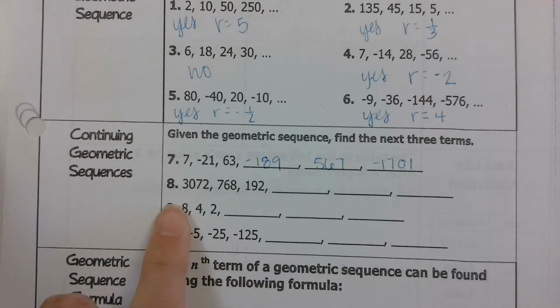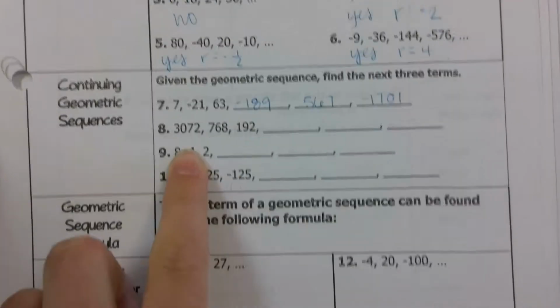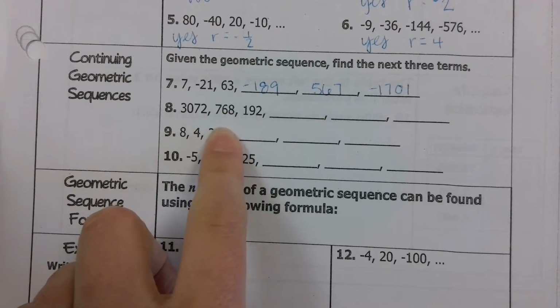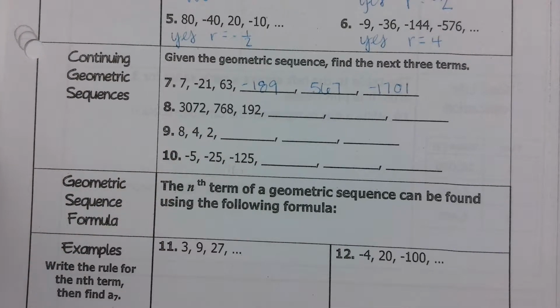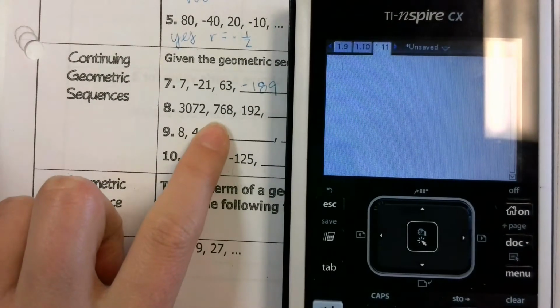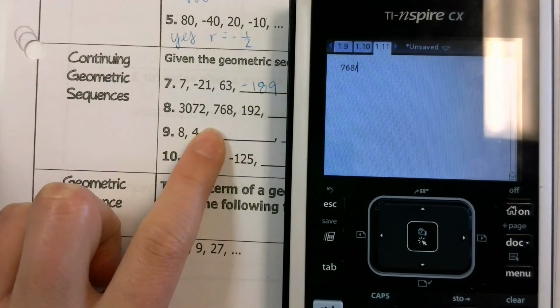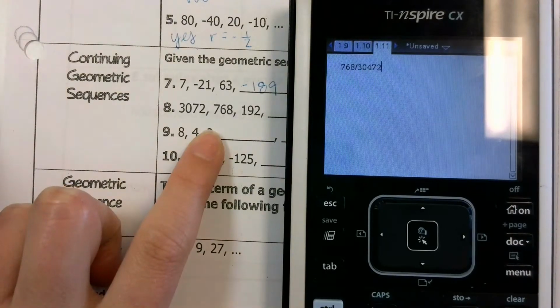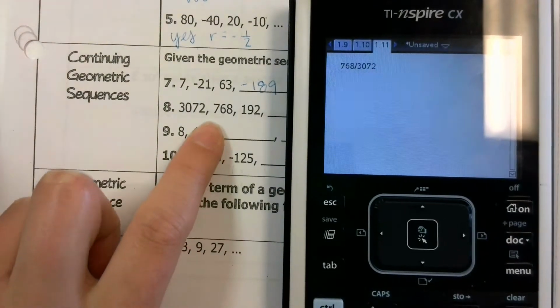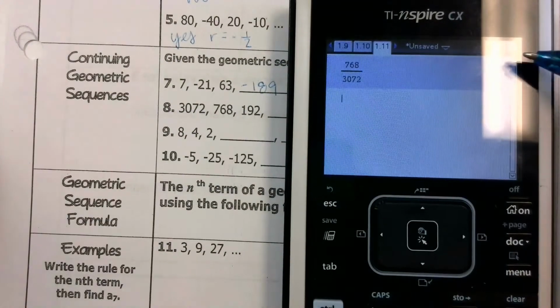Alright, next one. This is a little tricky. From 3,072 to 768. What do they do? How'd y'all get that? This is where I was talking, like, if you're not sure just by looking at it what it should be, we could divide. So do 768 divided by 3,072, and that'll give you 1/4. So that's what they multiply by. Does that make any sense?